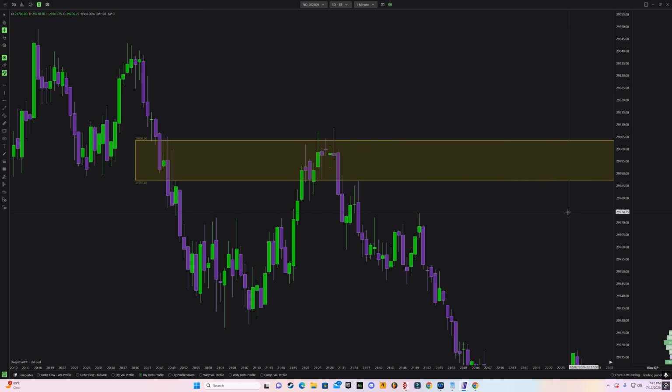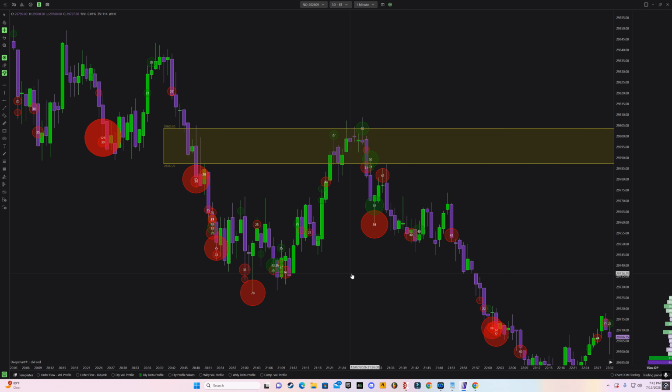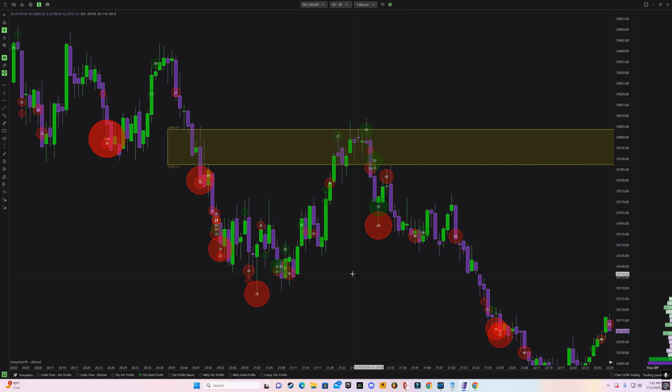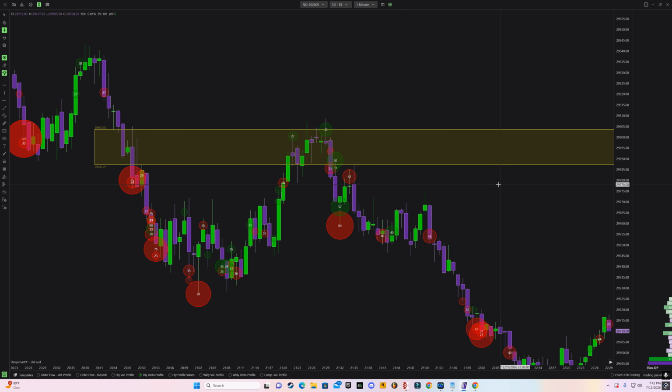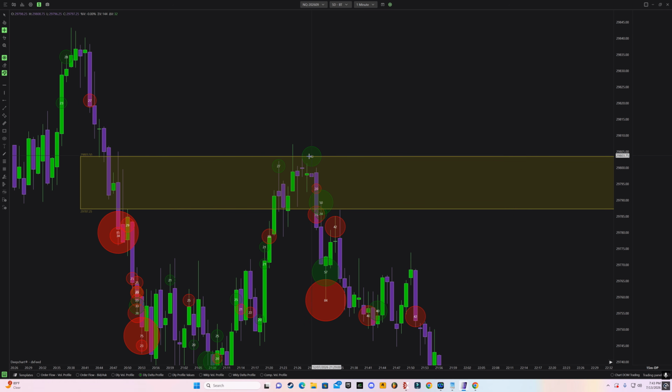Perfect. Now let's enable our deep trades indicator, and there we have the picture. So first things first, guys, we are looking for shorts. Now notice what happens here. This is the 5-minute fair value gap. We couldn't inverse above it. We couldn't break above it.